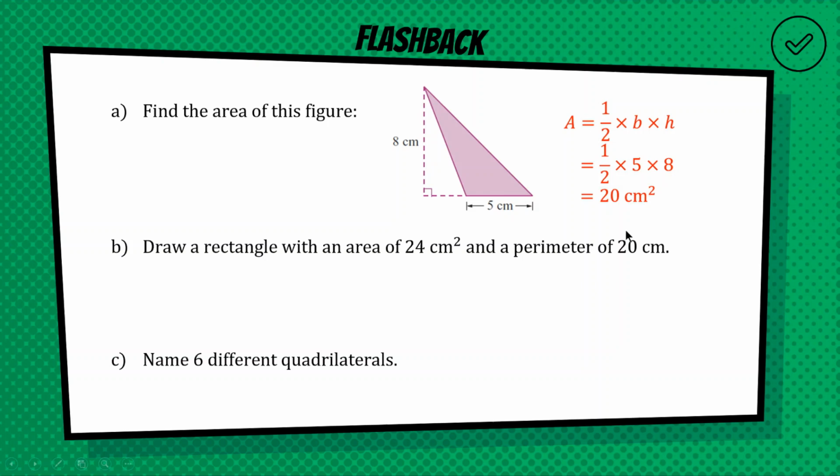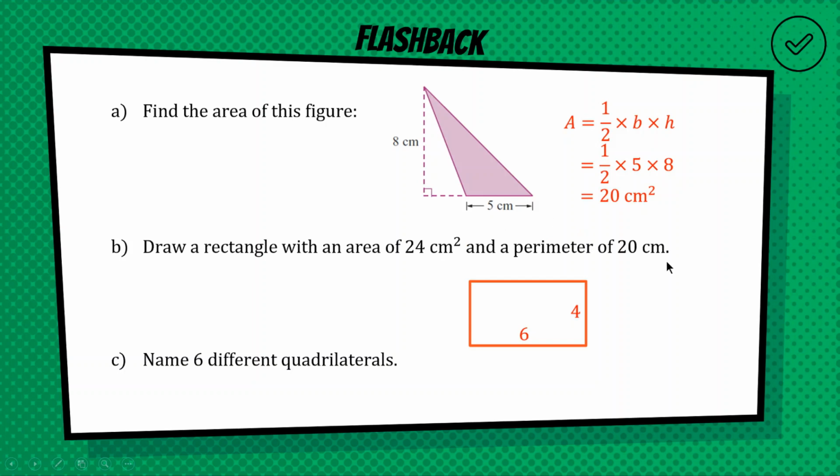Okay, so for the rectangle, well done if you got a rectangle that looks like this, with a length of 6 and a height of 4. Base times height is 6 times 4 is 24, and the perimeter is 6 plus 4 plus 6 plus 4, which is 20. So that's the only rectangle that works for both of these measurements.